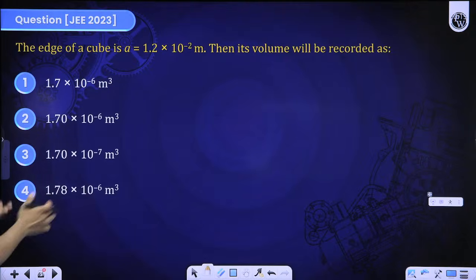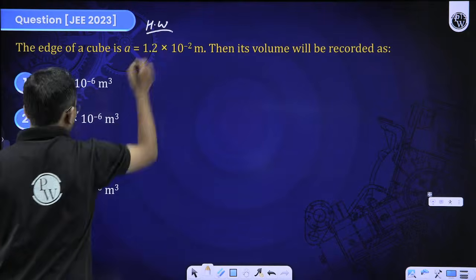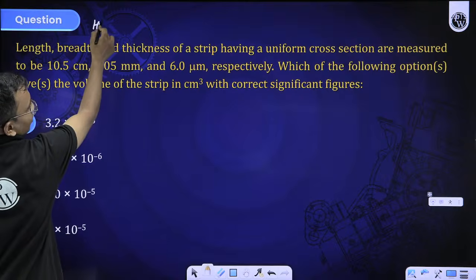Okay, next question. These questions you can do as part of your homework. Just apply the rules which I was discussing. This is also a part of your homework.